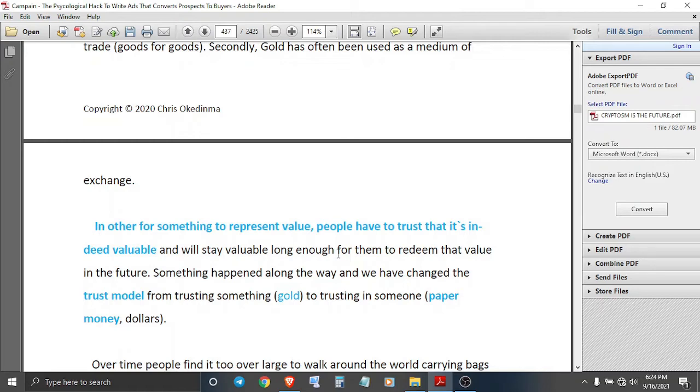You see, now, why did people accept gold as a medium of exchange? It is because they believed that even 10 years to come, they would still use gold to buy and purchase goods and services. Okay, now something happened along the way, and we changed the trust model from trusting gold to trusting someone, which is money.